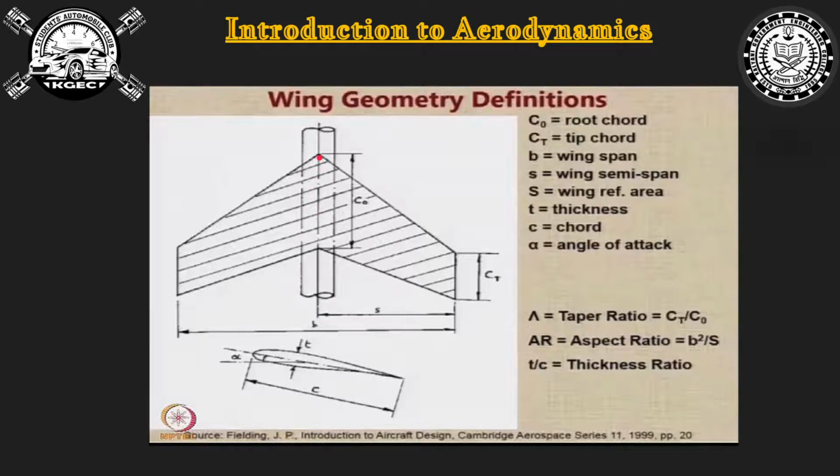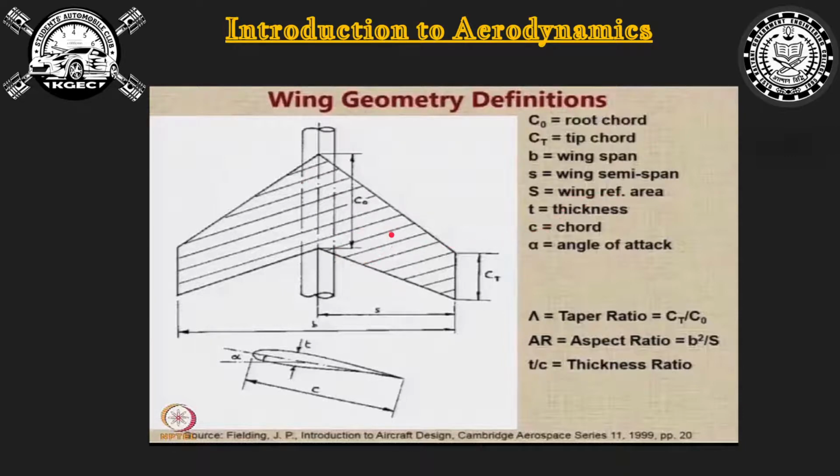this distance is called as the root chord, and at the tip it tapers down. At the tip the length is called as the tip chord, this is the root chord, this is the tip chord. Okay, and the total distance from one tip of the wing to the other tip, this length is called as the span of the wing. Span of the wing, very important. And half of it is called semi-span. S is the area, this hatched section, capital S, wing reference area, or it's also called the plane form area.